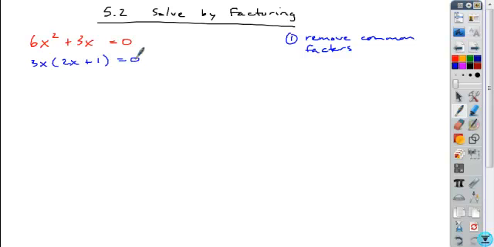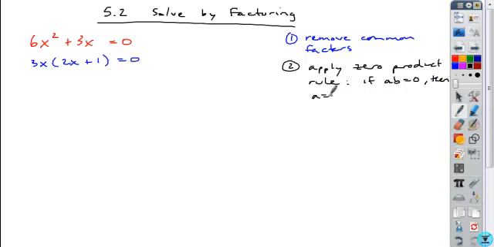Now, once you get your equation set where it's a set of factors that are multiplied together that equals 0, what you're then going to do is apply the zero product rule. Okay, so if you remember, the zero product rule says that if a times b is equal to 0, then either a equals 0 and/or b equals 0.